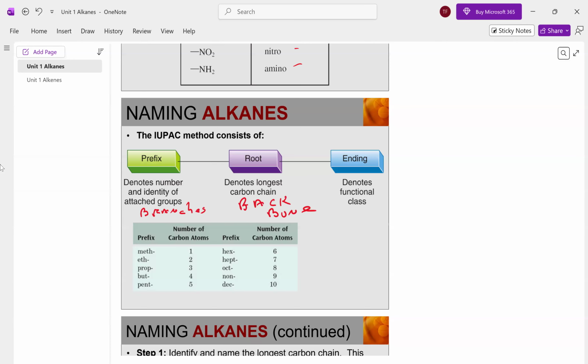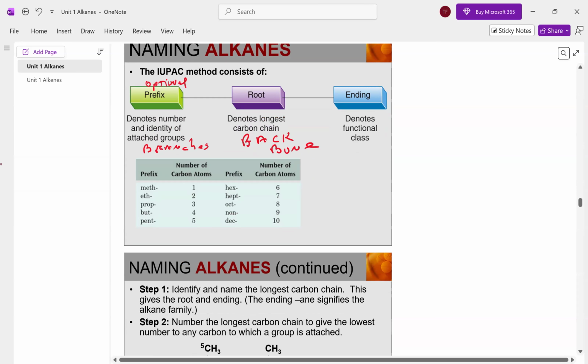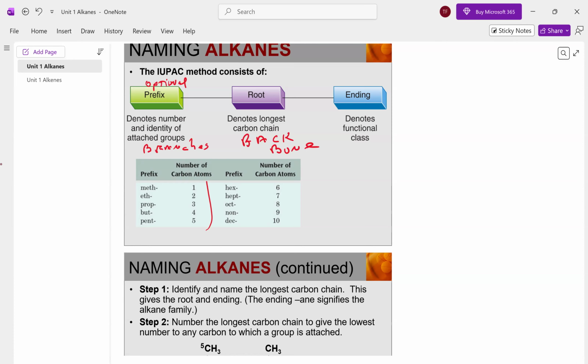And this one is optional. Okay, no branches, leave it off. Okay, so when we're naming the backbone, we are going to be using these here. Now you need to know these up to 10, but this goes on up to huge numbers. But these are the main ones, particularly these guys.